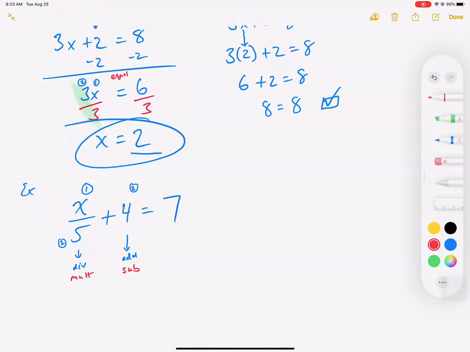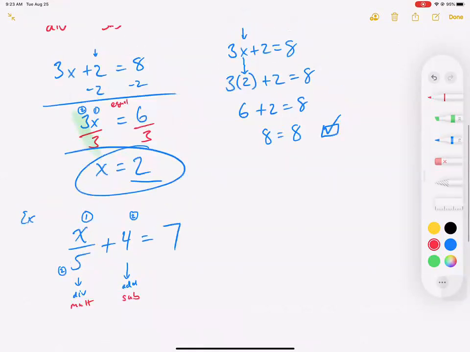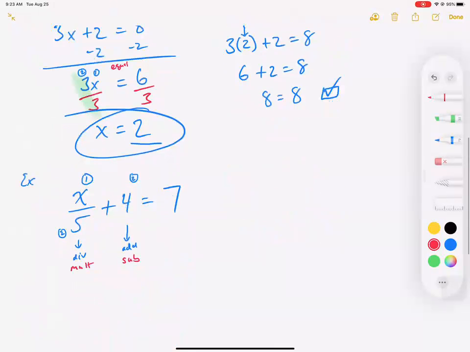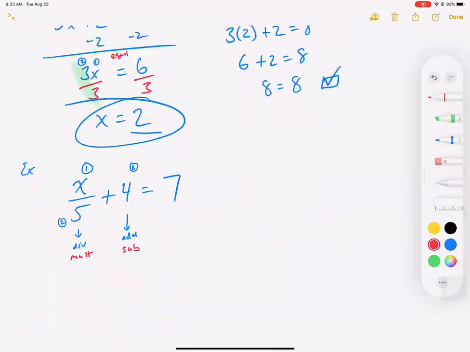Now again, the big choice, the million-dollar question is, do I get rid of the 4 or the 5 first? If you follow my general rule from before, get rid of what is farthest away from the variable. Which one's the farthest away from the variable, the 4 or the 5? Looking at the way I wrote this, the number 5 is next to the x, so 4 is the farthest away. So that's get rid of the 4, and we do that by subtracting the 4.